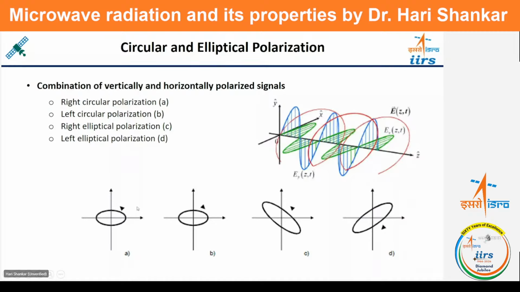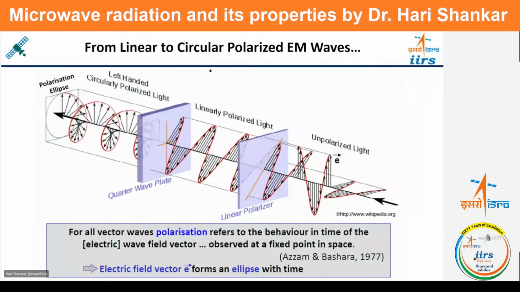So here you can say, if the direction of this ellipse is clockwise, then it is called the left circular, and if it is anti-clockwise, then it is called the right circular. So according to the motion of this ellipse, you can decide whether it is the right ellipse or the left ellipse. Just compare clockwise or anti-clockwise. Here, this is the formation, meaning how we are generating the polarized signals.